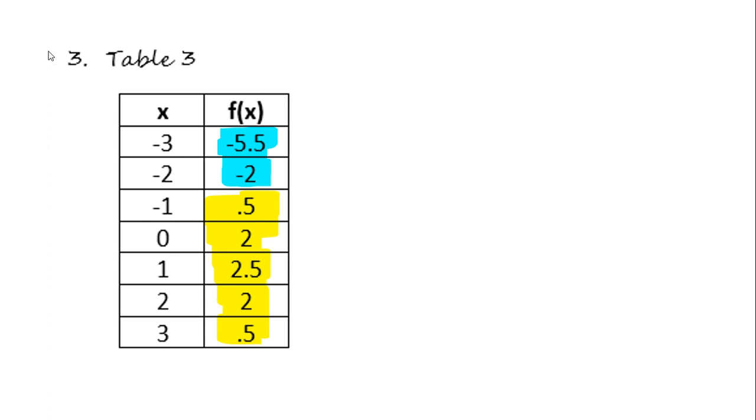Taking a look at table 3, I did already highlight the change in signs for you. So let's see if we can find all of the important information. We're looking for the y-intercept first. So when x is 0, that's our y-intercept. An x-intercept would be when f of x is 0. It's not in the table, it would be right here.